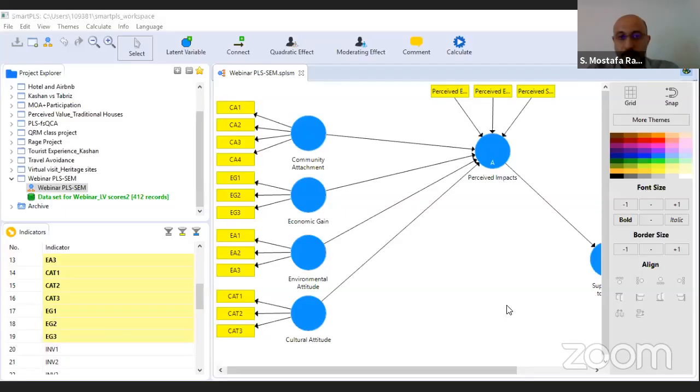And see how we can. Okay. Now you can see SmartPLS, right? You can see, right? Okay.